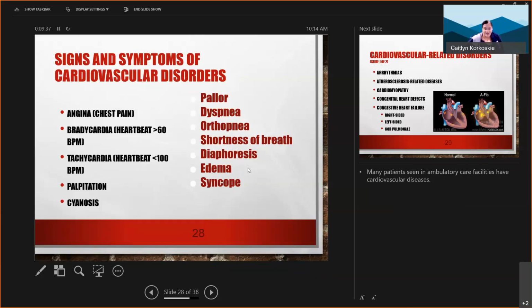And then edema is swelling, usually in the lower legs, that could be due to a heart disease. So basically, it's a buildup of different fluids and nutrients that your blood isn't able to circulate out. So it's kind of like a buildup of that.